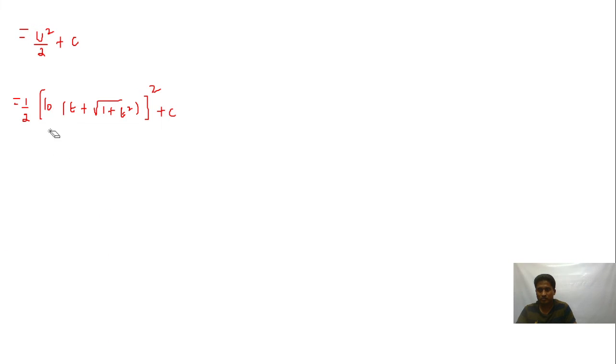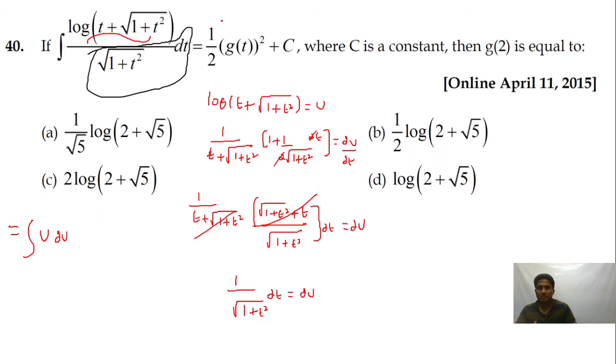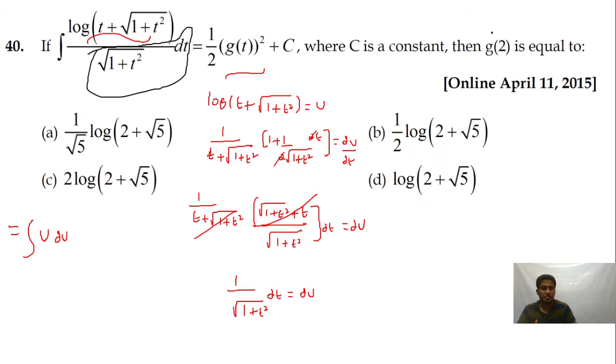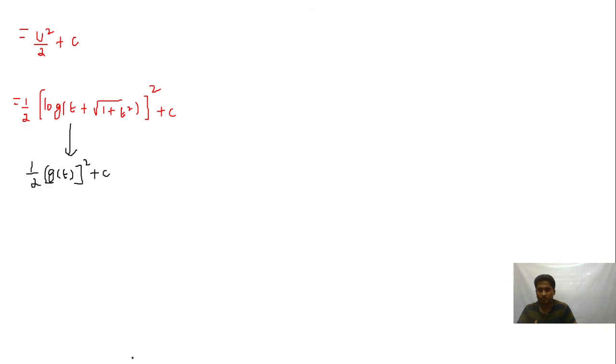Now if I compare this with the question, this is half of g of t the whole square. So what is g of t? Let me compare here, it's easy to understand. I'm going to compare this with the question. Let me take a different ink. If I compare this with half of g of t the whole square plus c, I'm supposed to find out what is g of 2.